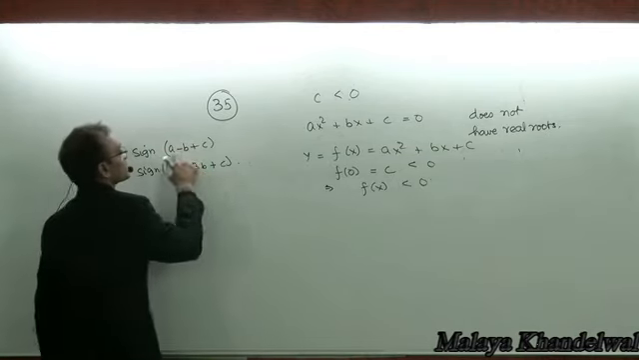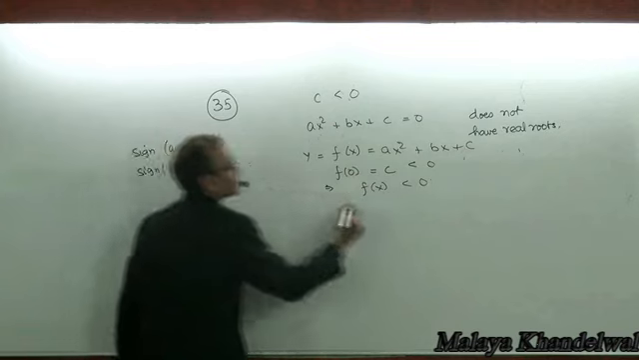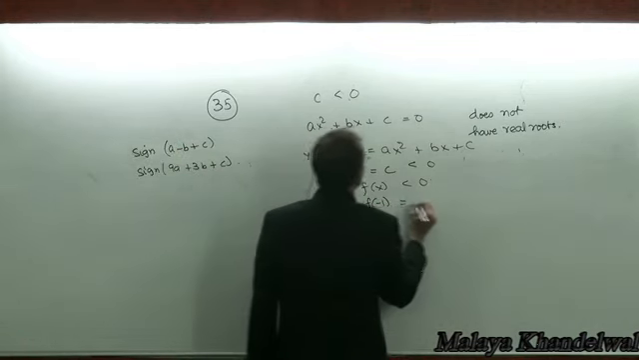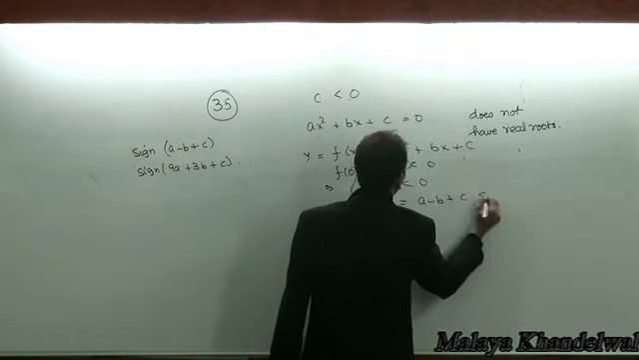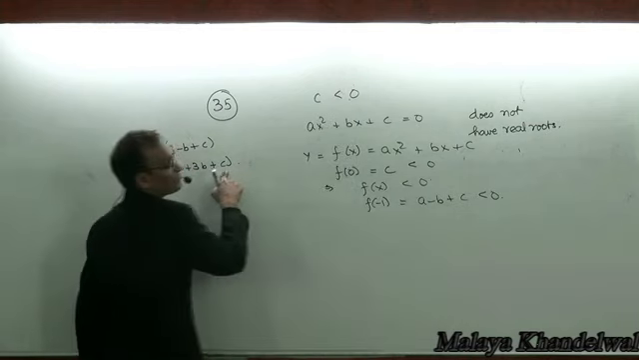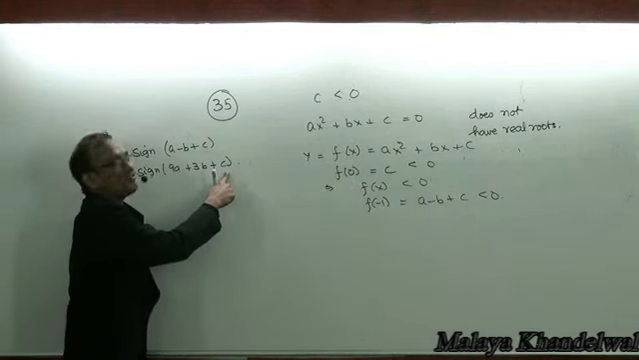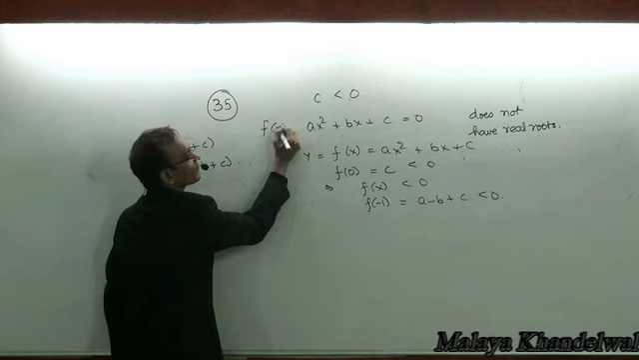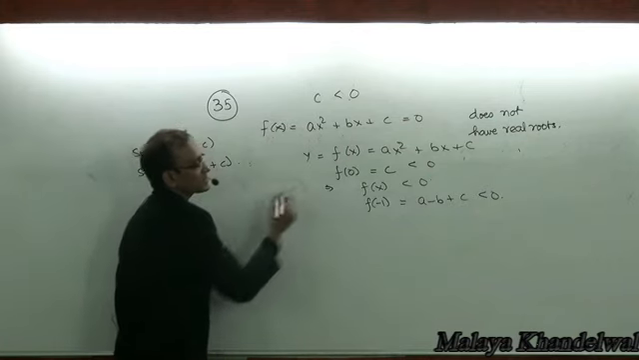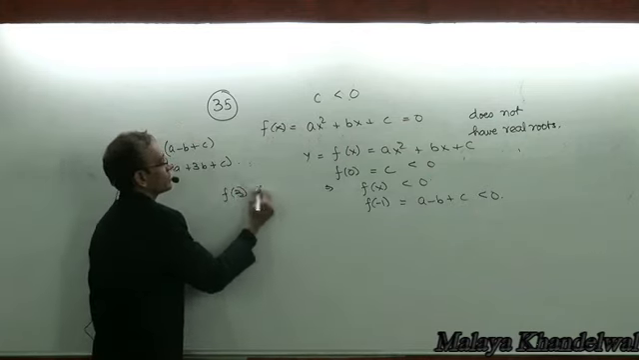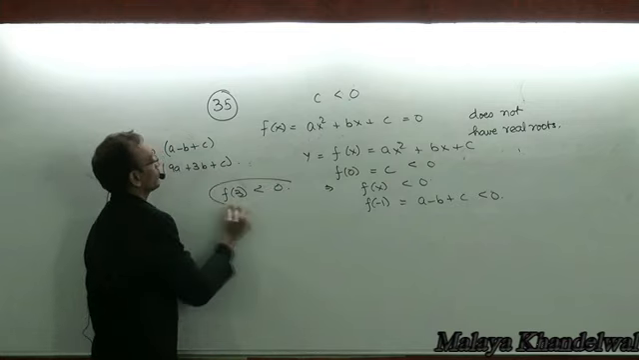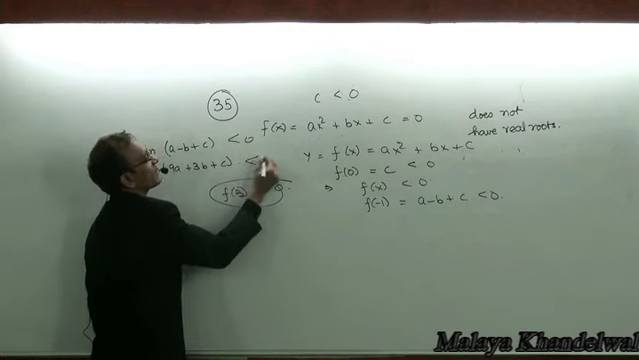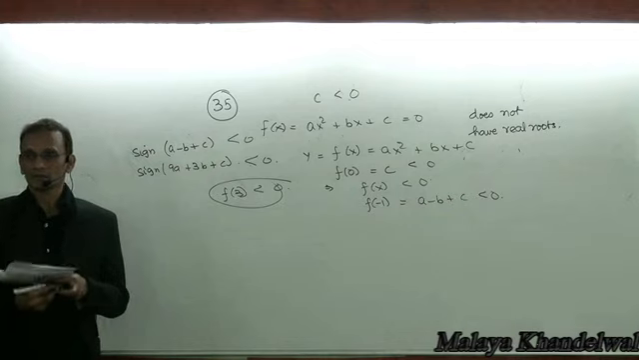Therefore, what is this? This is f of minus 1. Therefore, f of minus 1, which is a minus b plus c, must be negative. What is this? This is f of 3, isn't it? f of 3, 9a plus 3b plus c. f of 3 must also be negative. So this is negative, this is negative. Right?